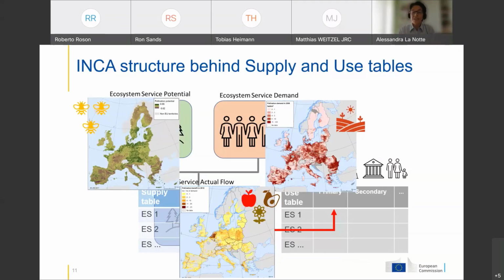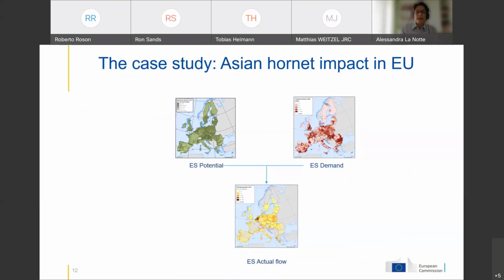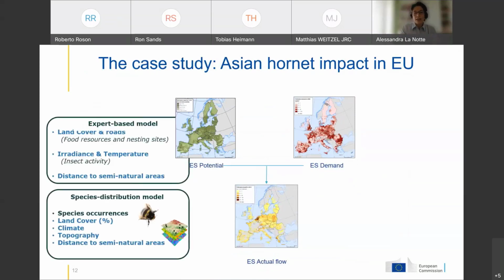And what we found out is that even where there are crops that need pollinators, there might not be a habitat able to provide wild pollinators by nature. Now, let's move on. I don't have the time, and I don't think it's the purpose of this presentation to talk about the ecological models used to assess the ecosystem service potential. But it is worthwhile to mention that in this case, a combination of an expert-based model and a species distribution model was used.